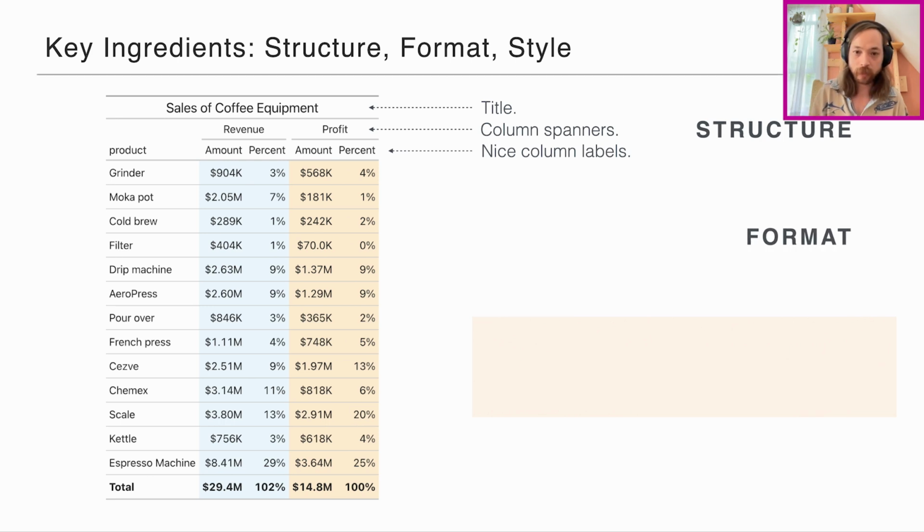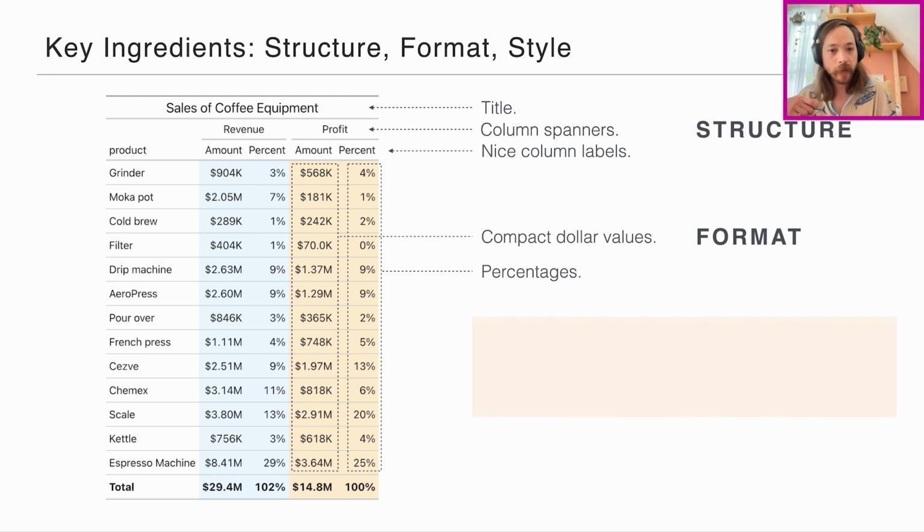The next piece is formatting. So formatting, for example, is changing the actual data values. So notice that we have compact dollar values. So we're using things like K to mean thousands and M to mean millions. This is common in some domains, like some government domains on tables. They like to report out using these compact formats. We've also formatted the percentages, just to clean them up. So they're whole numbers and they have a percentage sign after them.